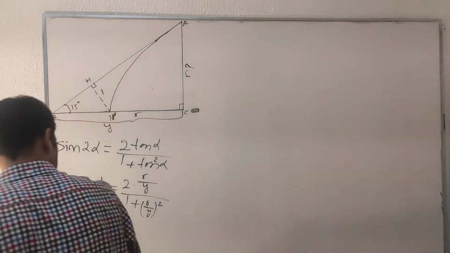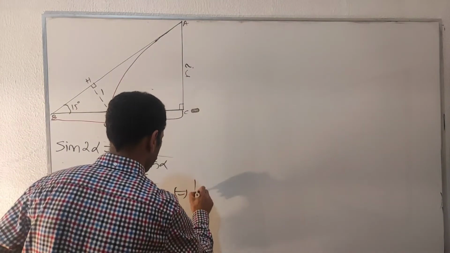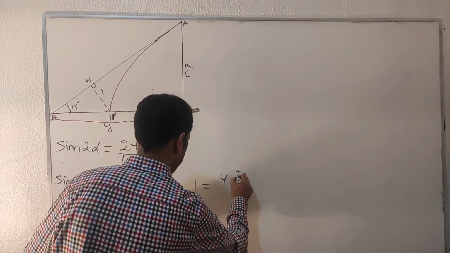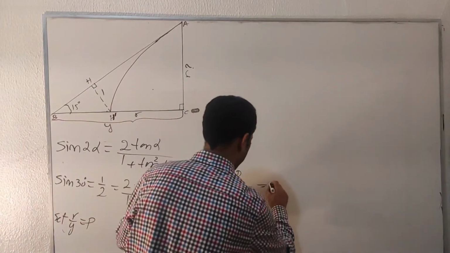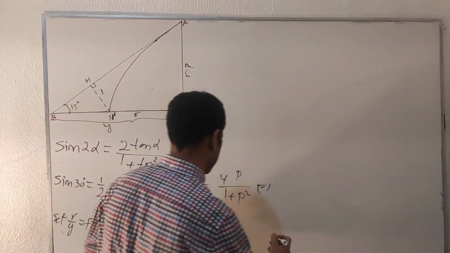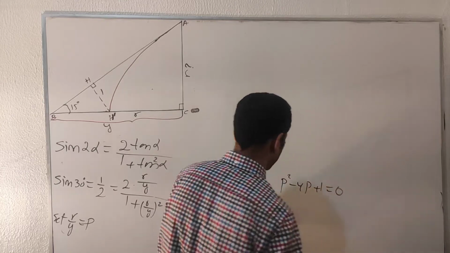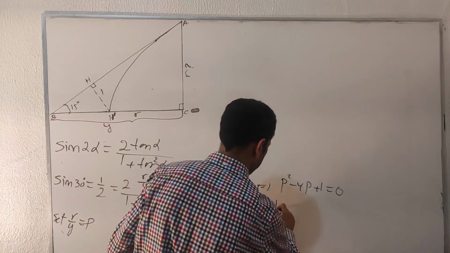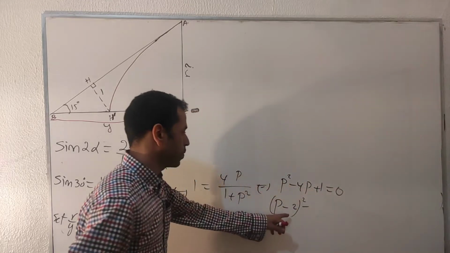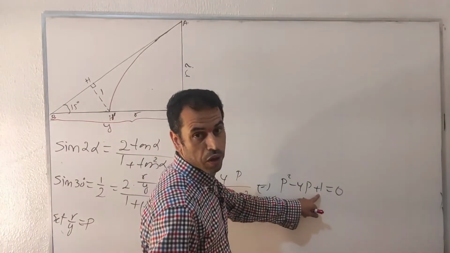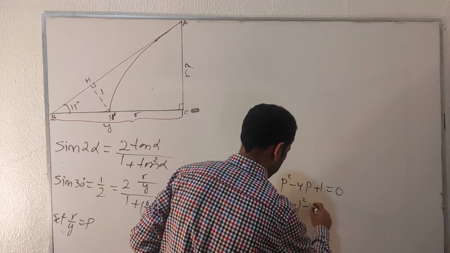Multiplying both sides by 4, I get 1 on the left side and 4p divided by 1 plus p square. Solving this equation, in the multiplication I get p square minus 4p plus 1 equals 0. So I'm going to factor this out, giving me (p minus 2) squared, since p square minus 4p plus 4 needs 4, and I have only 1 here, so I subtract 3, which equals 0.